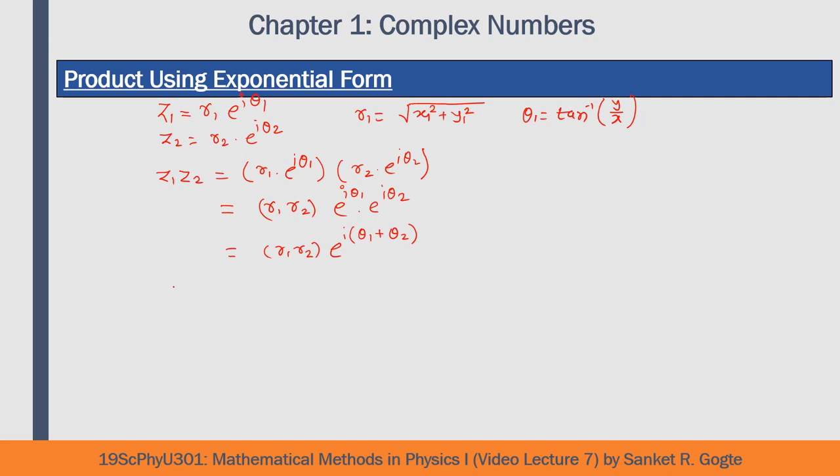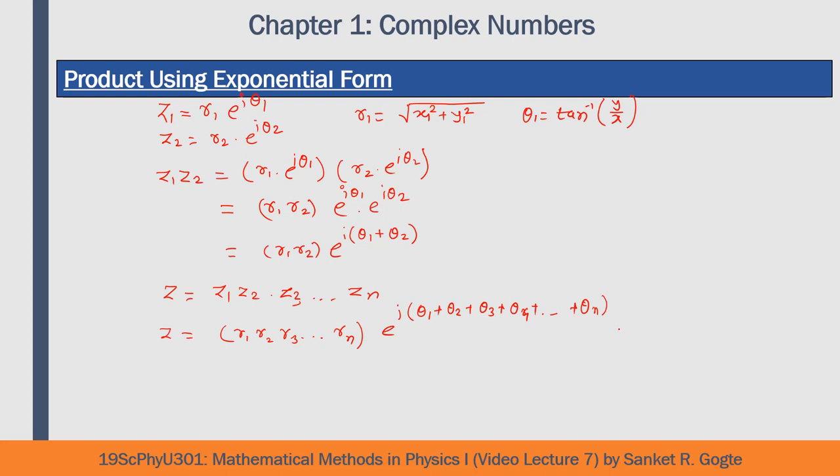The product z for n complex numbers is equal to r1 into r2 into r3 into rn. You have to find the product of the moduli of all the complex numbers, and the resultant complex number z is going to have the argument which is given by the addition of the arguments of all the complex numbers, theta 1 plus theta 2 up to theta n.